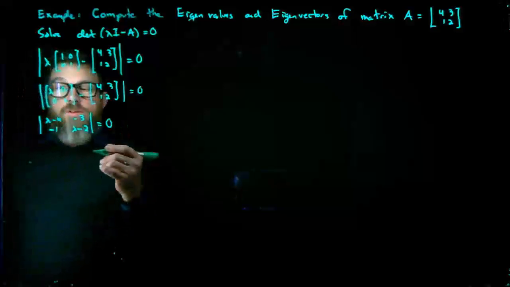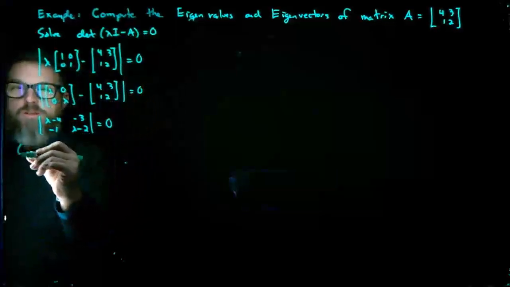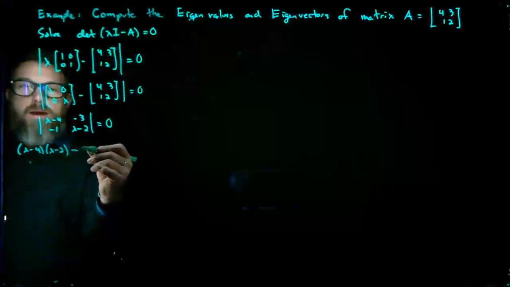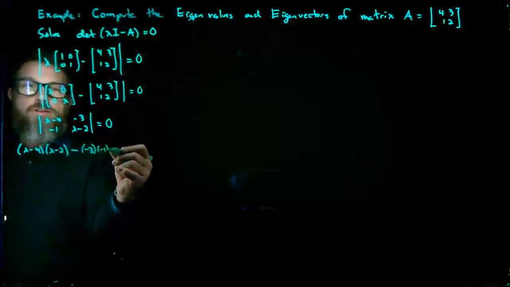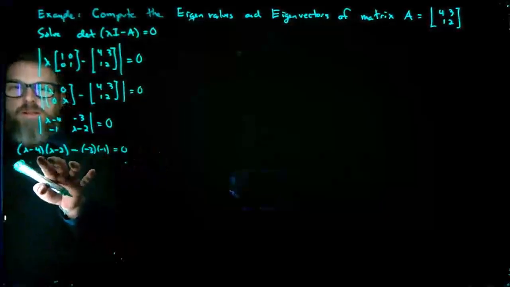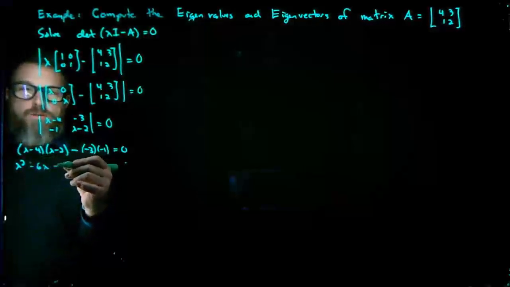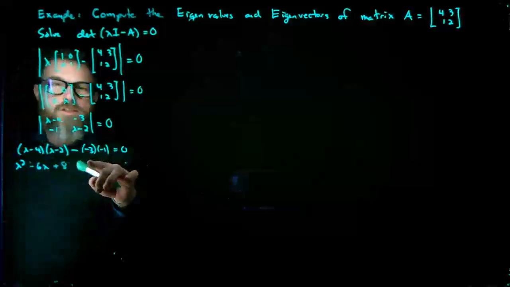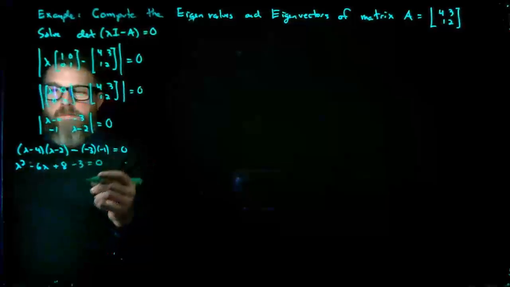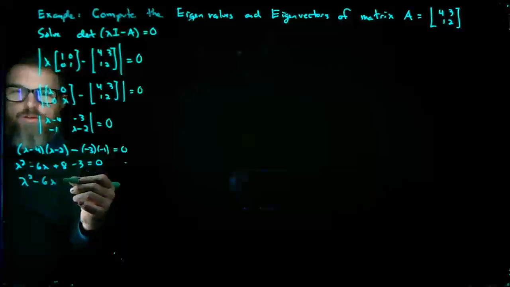So then when we solve this, we have to multiply across and then subtract. So this is going to be lambda minus 4 times lambda minus 2, minus negative 3 times negative 1, equal to 0. So lambda squared minus 2 lambda minus 4 lambda is minus 6 lambda. And then negative 4 times negative 2 is plus 8. And this is going to be positive 3, but minus a positive 3. So minus 3 is equal to 0. So we're going to get the quadratic equation.